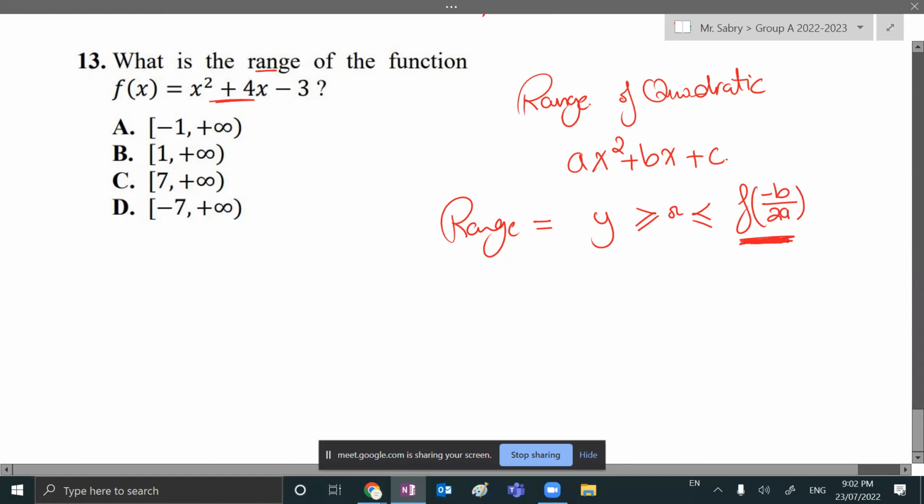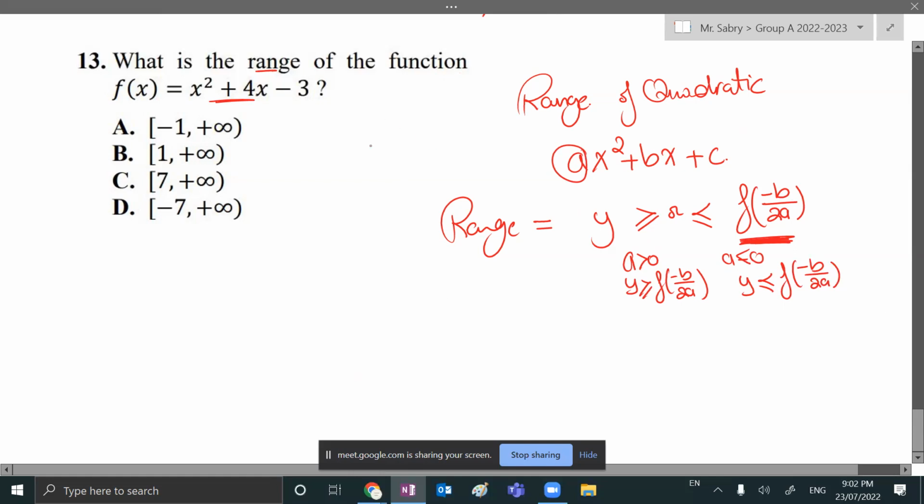Once you have the y of the vertex, you just say that y is either bigger than or equal or smaller than or equal. How do I decide whether it's bigger than or smaller than? Entirely depending on the a. If the a is positive, this means that the y must be bigger than or equal to f of negative b over 2a. If the a, on the other hand, is negative, less than 0, then y will be less than or equal to f of negative b over 2a. So this is mainly it.